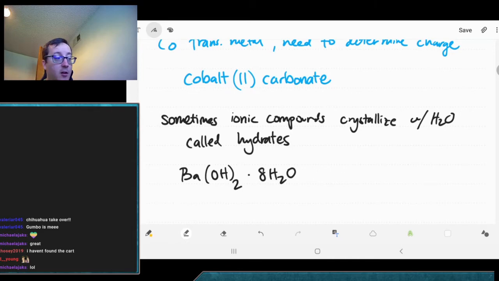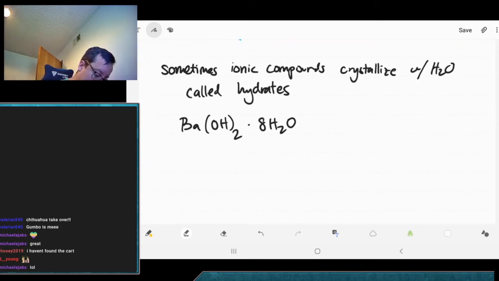This is a very common hydrate. The crystal structure of this compound includes 8 waters for every unit of BaOH2. And so it's just part of it. As it solidifies, it traps 8 water molecules in for every unit of barium hydroxide. I'm sorry, BaOH2. Oh, I gave it away. Oh well. I'll tell you the name of this thing.